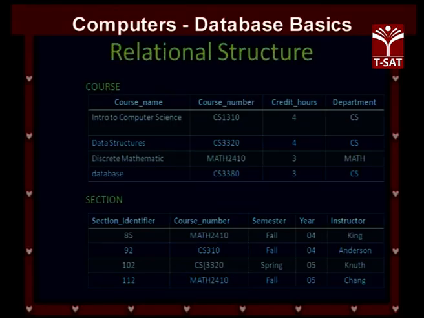So, a relational structure is nothing but two different tables that we are interlinking, forming a relation between them. In this example, course number is the one column which is used to form a relation between these two tables.